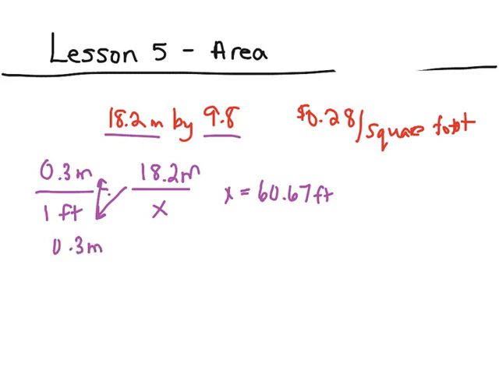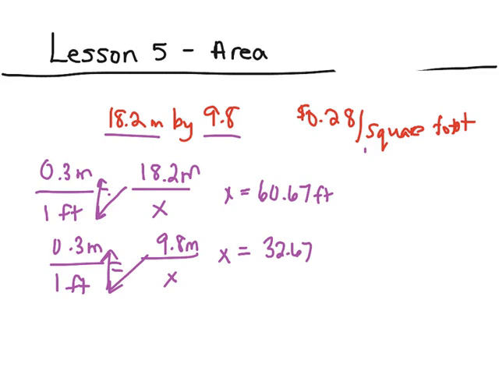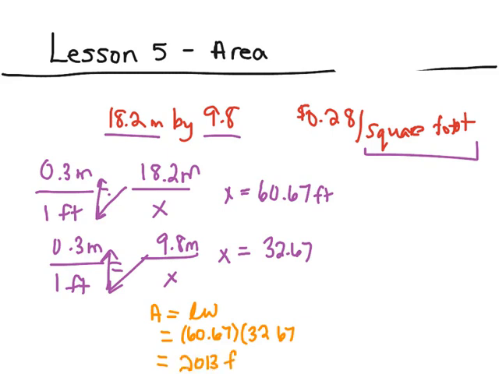Then we'll do the same thing for 9.8. So 0.3 meters is equal to 1 foot. We have 9.8 meters. We want to find the feet. Cross multiply and divide. You should get x to equal 32.67. So because this is dealing with square feet, we want to find the area. So we're going to find area by timesing length by width. So 60.67 times 32.67, and we get 2,013 feet squared.